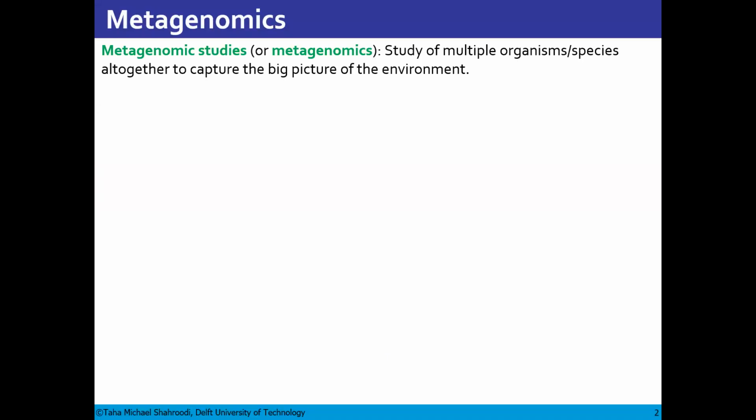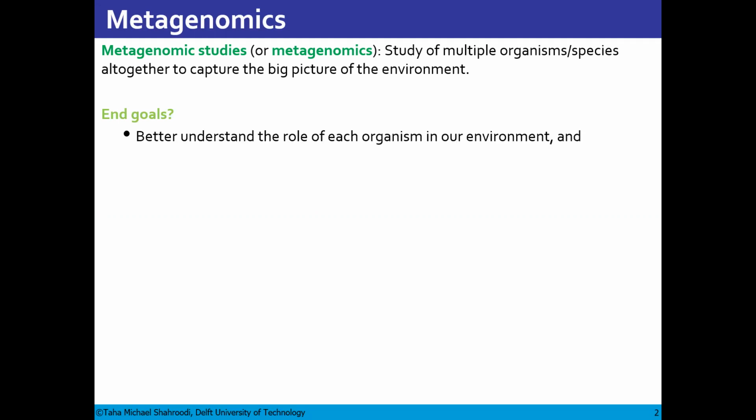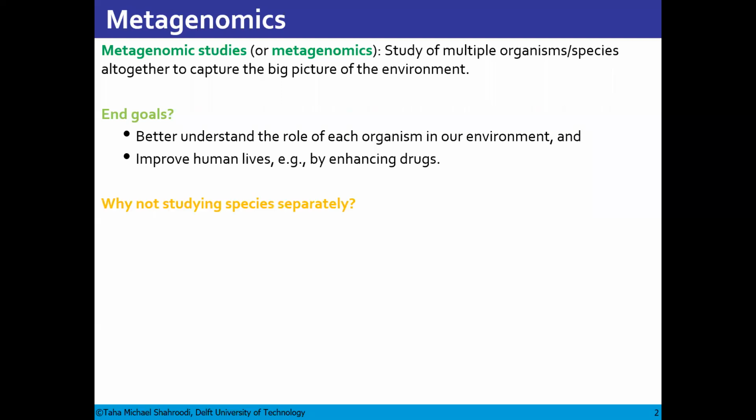Metagenomic studies, or metagenomics for short, is a set of studies in which we study many species together instead of separately. The end goal of these studies is, first, of course, to better understand the role of each organism in the world we live in, and second, to use this knowledge to improve our lives, for example, by developing new drugs. Now, you may wonder why we want to study species together.